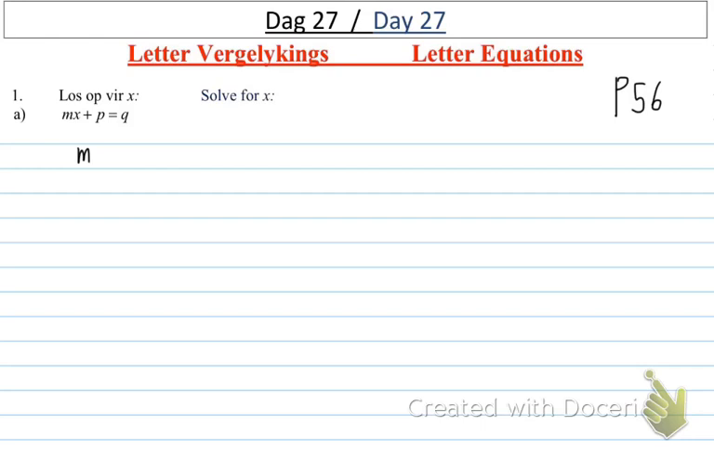For the first one, solve for x: mx plus p is equal to q. They're asking me to solve for x, so I have to get x alone. The first thing I want to get rid of is the p. I'm going to take the p to the other side.